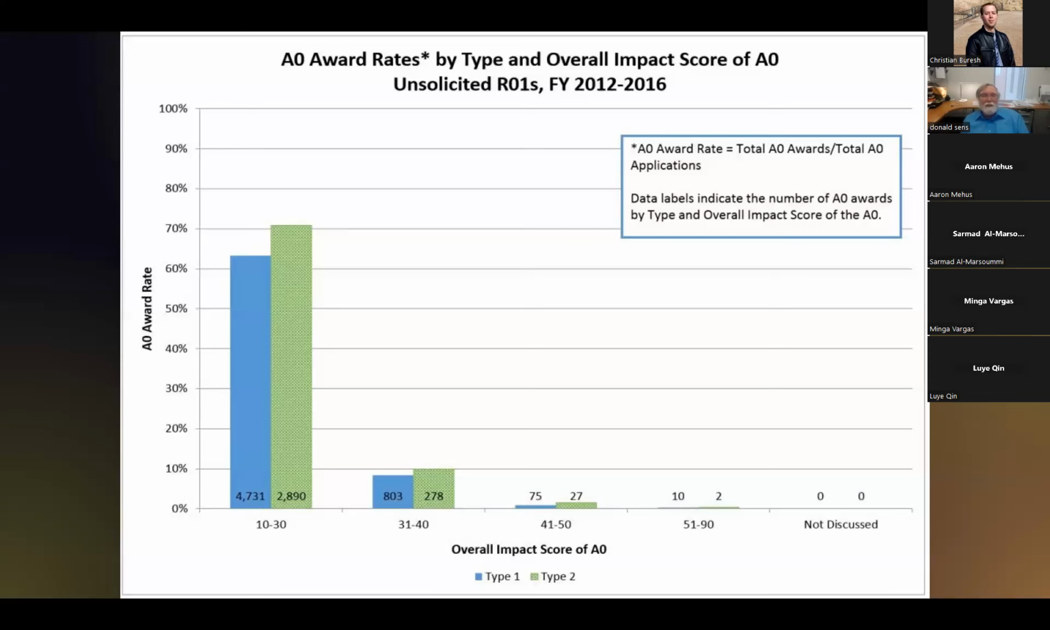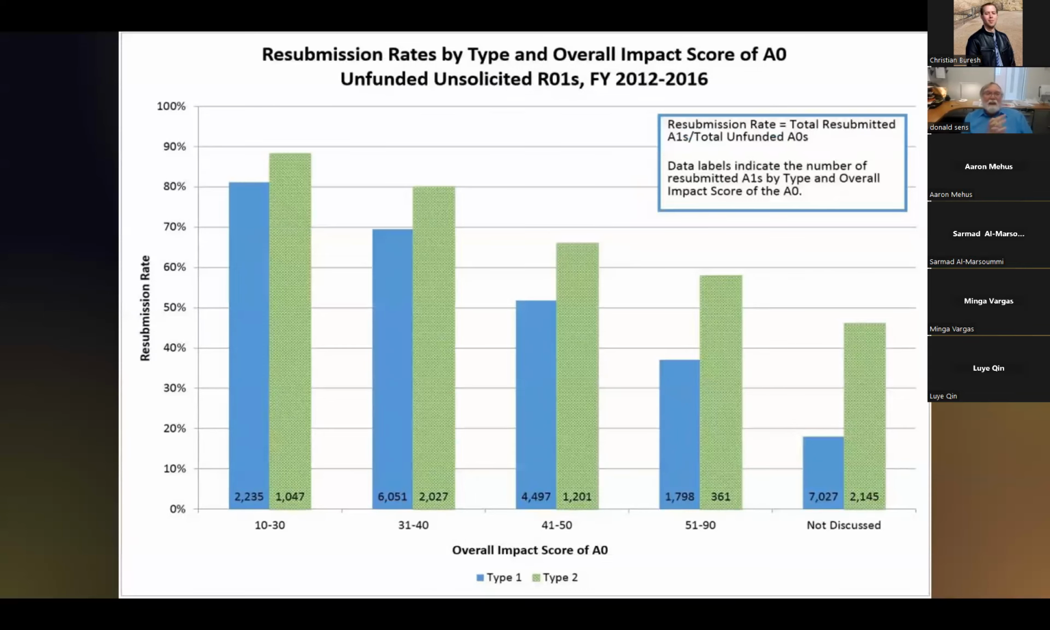Whoops, I'm trying to do my own slides. Next slide, please. So resubmission rates: people that are scoring down in the 10 to 30, 31 to 40 range are resubmitting quite a bit. It starts falling off as the scores get worse, down to the non-discussed. So, it varies from person to person. I've been taught that if it's not discussed, write a new grant, hope to get a numerical score, and then on resubmission, try to make it better and get down into that 10 to 20 range.